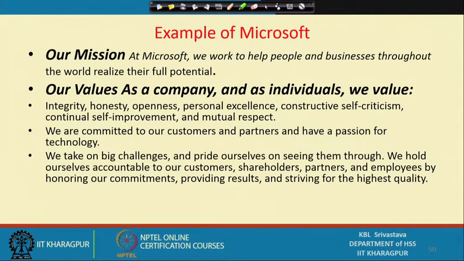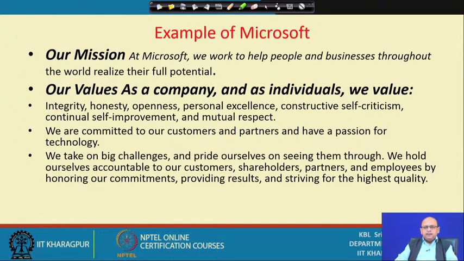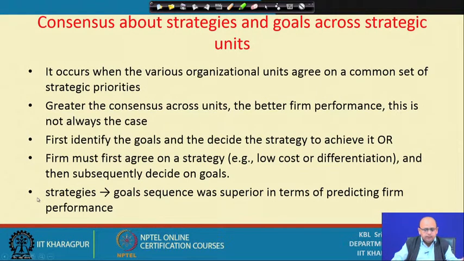up challenges, right. And thinking about themselves as being responsible to the customers, shareholders and others in the process. So, now what it suggests is that, look at this, the vision and mission statement has to be consistent and congruent with each other, right. So, with this example of Microsoft, we move further and see why we need a consensus about strategies and goals across strategic units.